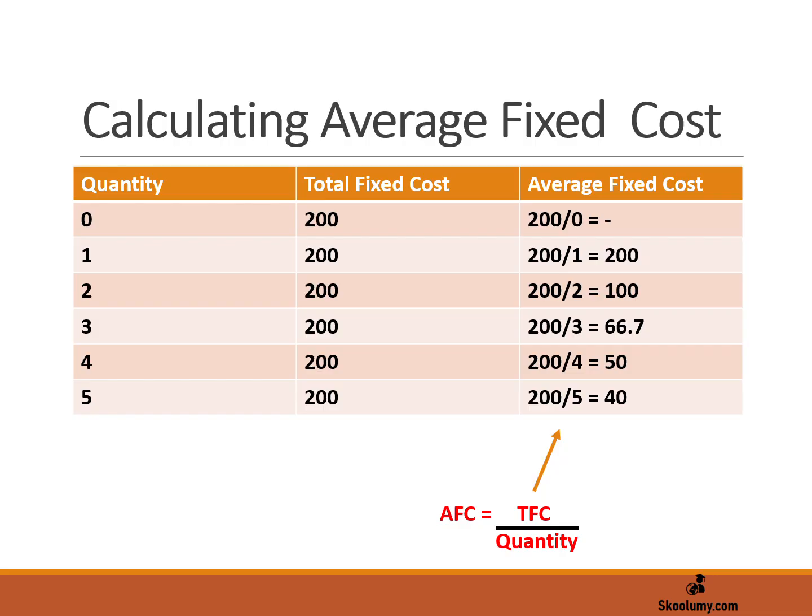Calculating average fixed cost. Average fixed cost is total fixed cost divided by quantity. For output 4, average fixed cost is 200 divided by 4, which is 50. Average fixed cost for 5 units is 40, that is 200 divided by 5.